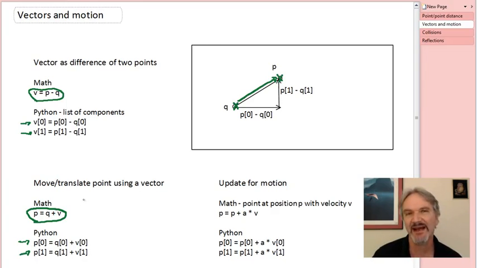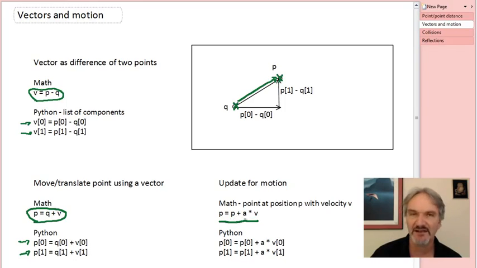Because now I could go back and look at this update for a motion. So Scott derived an equation that talked about how to update the position of a ball on the canvas, this ball physics example. And the update equation was something like this. It said that the new position of a point was equal to the old position of a point plus some multiple of the velocity vector. So we did point equals point plus vector.